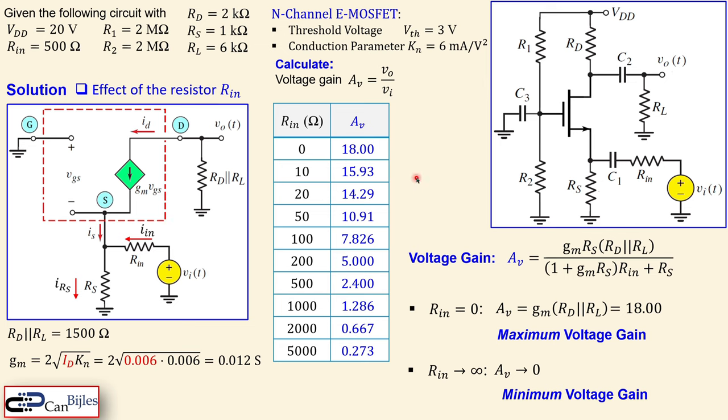All right, guys, this is our example number 3 about the common gate amplifier using the N-channel E-MOSFET enhancement type MOSFET.